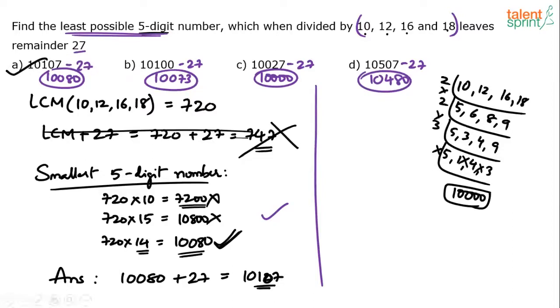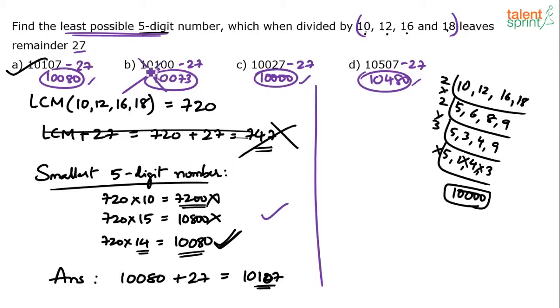Why did we subtract 27? Because these numbers include 27 remainder. So subtract 27 and then check for divisibility rules. So check for 10. 10, 12, 16, 18 are the numbers, right? A number is divisible by 10 only if it ends in 0. So possible. Not possible, because this does not end in 0. Possible. This also is possible. So one option is eliminated.